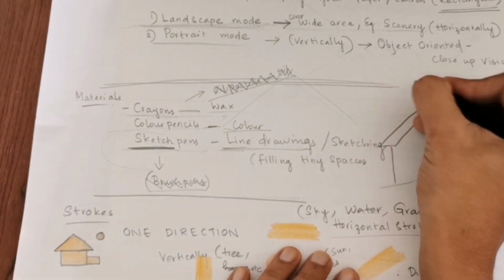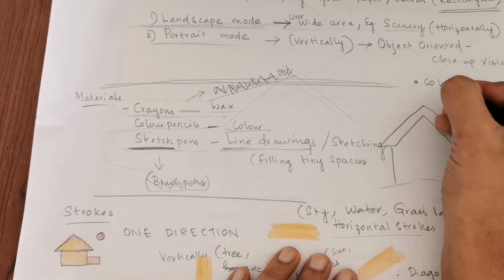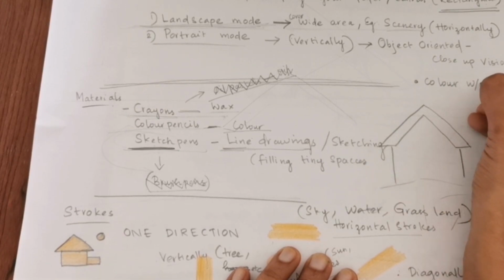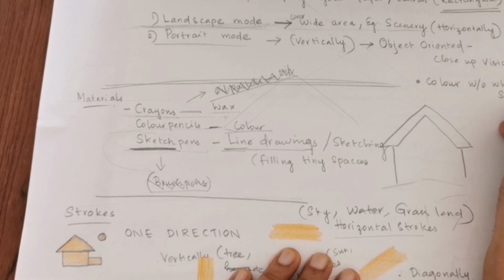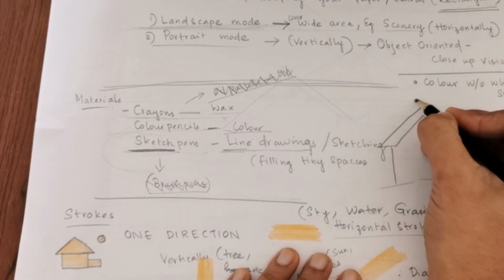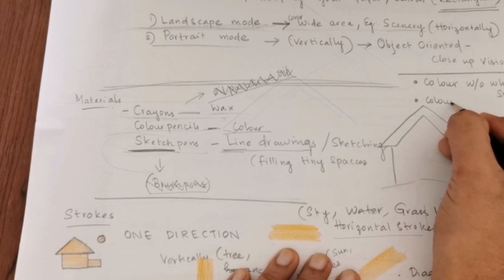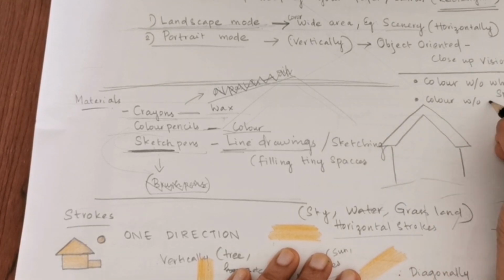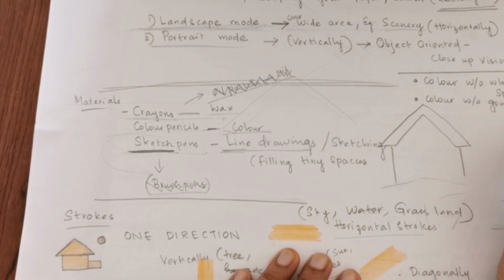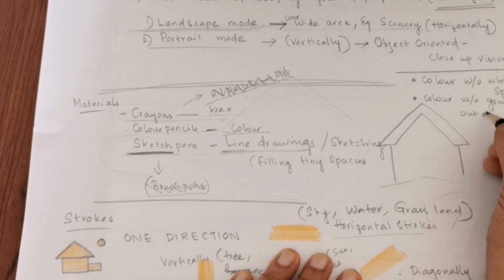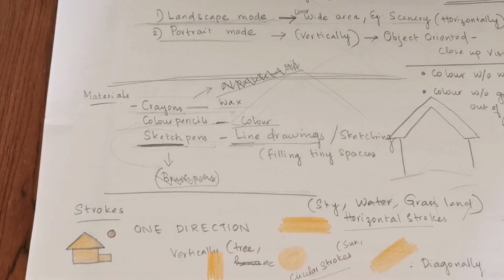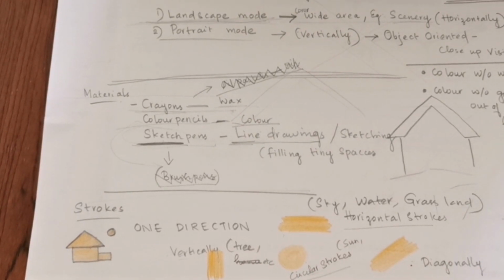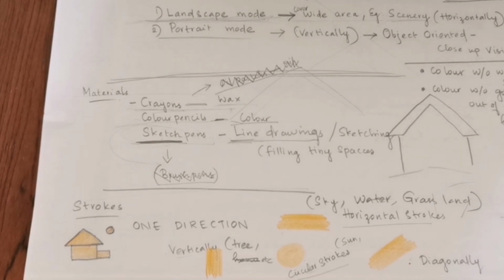Also, the two important steps you need to make them focus on are, one, color without any white gaps, and next, color without going out of the border. You should keep telling them these two things until they get it, learn it and do it properly. So that's all about the coloring.